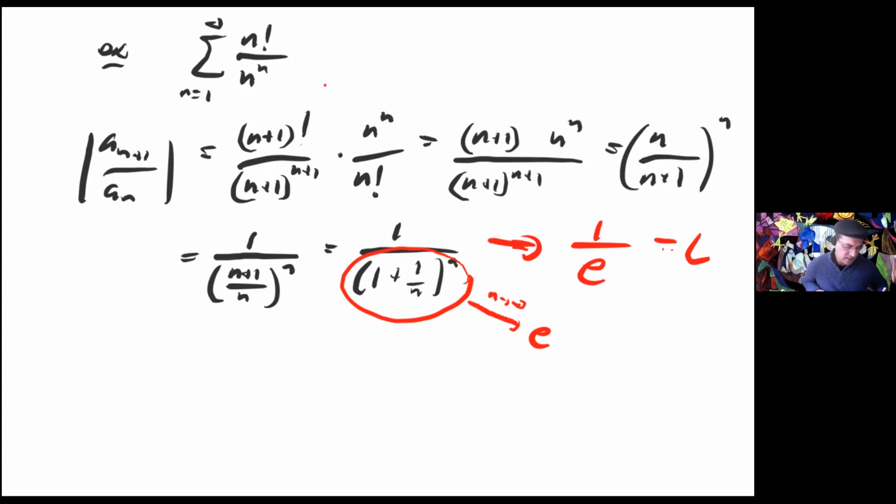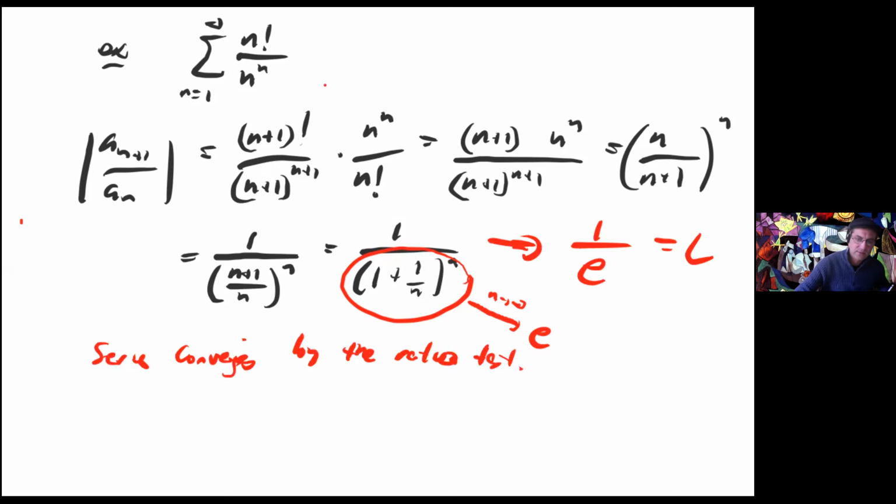And 1 over e is less than 1, so the series converges. We don't have to say absolutely because the series has positive terms, by the ratio test. So that takes care of that.